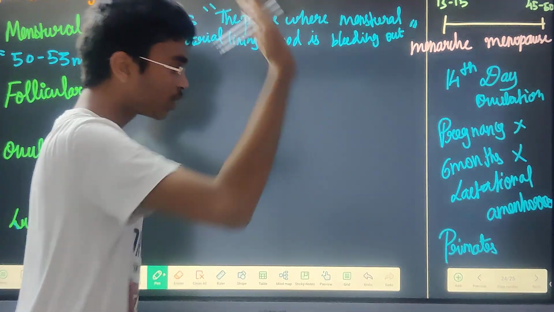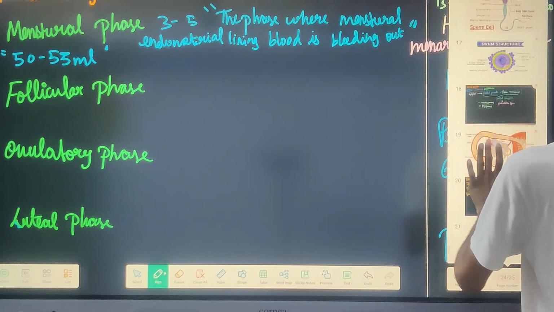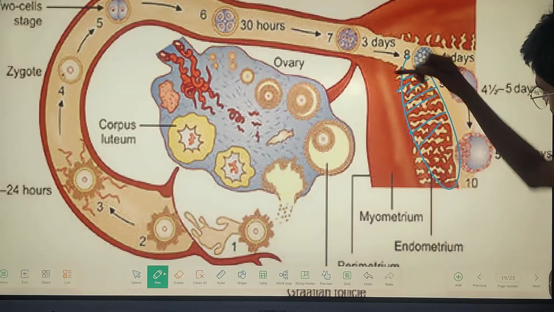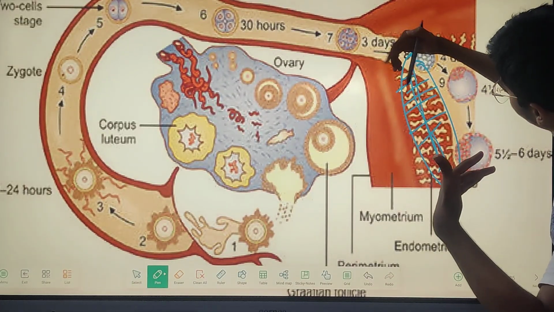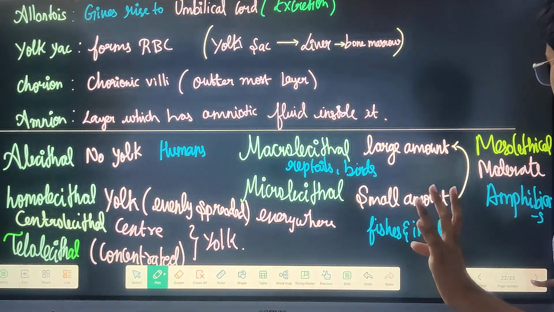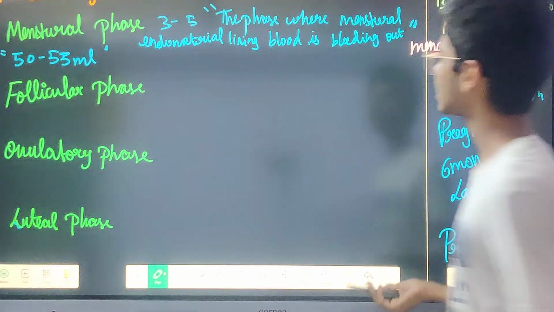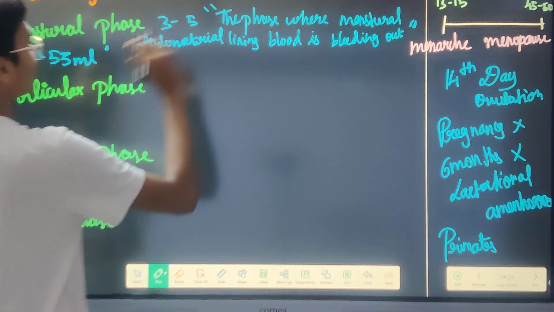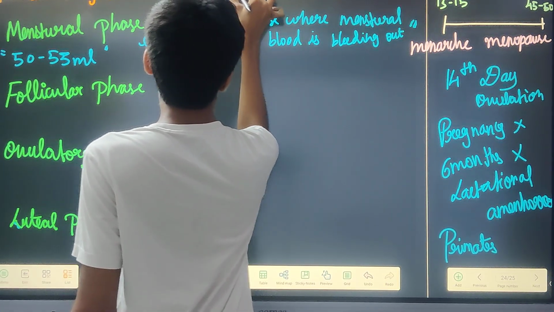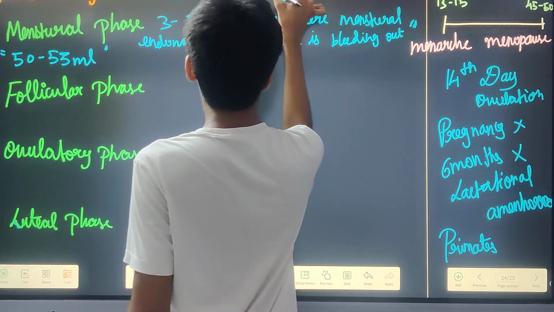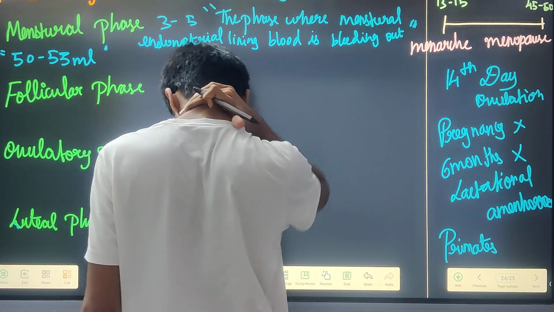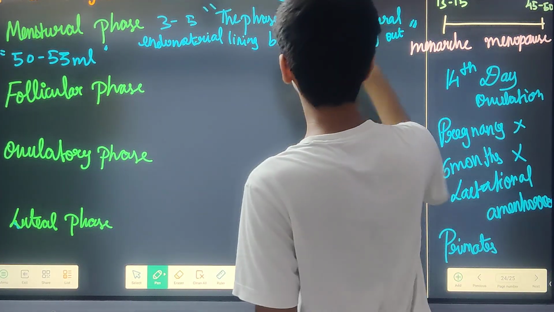See, each and every month that endometrial lining will be gone. This lining you can see, right? This lining will not be there. Each and every month it will be degenerated, so it will go out of the female body, and again it will be newly formed during the follicular phase. That's the lifespan. So it will have endometrial lining, then the blood. Other than that, it will also have the secondary oocyte.